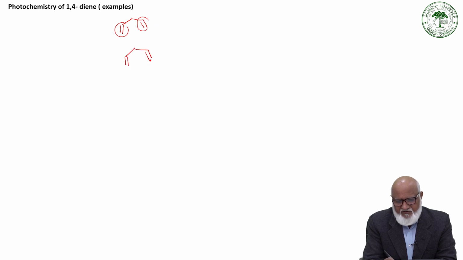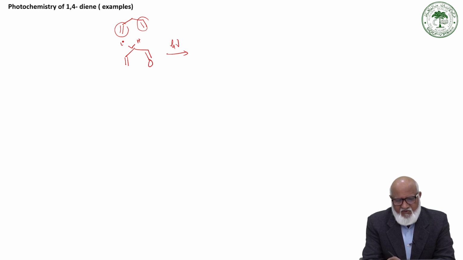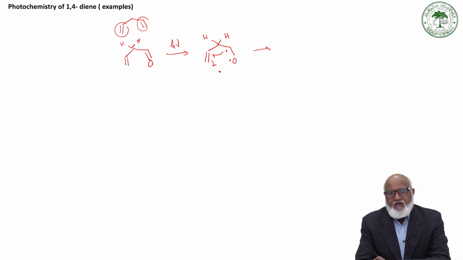One pi bond is substituted by a carbonyl. Do we expect a similar type of rearrangement under photolytic conditions or not? When we have a system like this, first we can expect excitation of the carbonyl to generate a 1,2-diradical, and then as usual this diradical may generate a 1,4-diradical through attack of this radical on the other double bond.